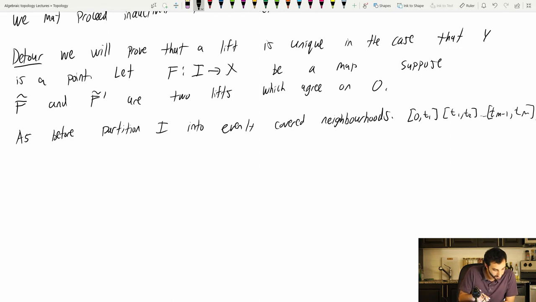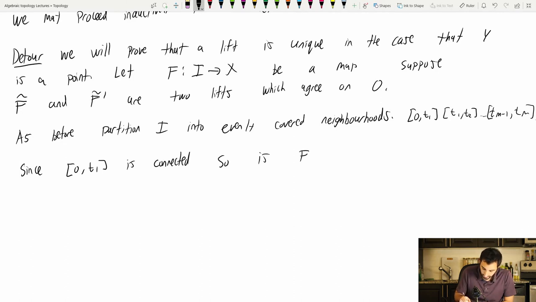So since 0 to t1 is path connected, so is the lift. The image of a connected space is connected. And therefore, so is the other lift.